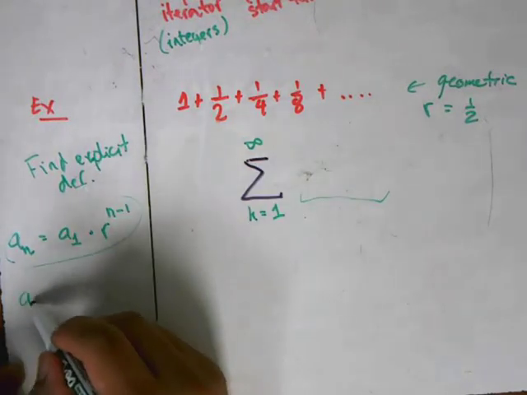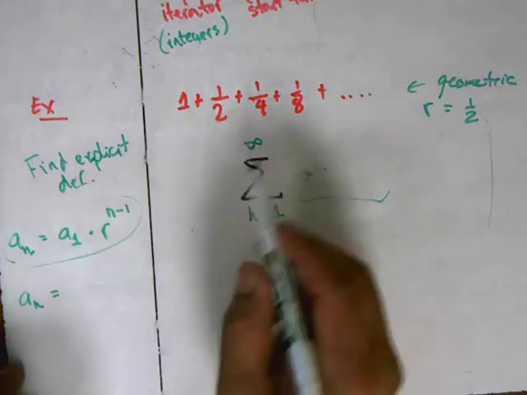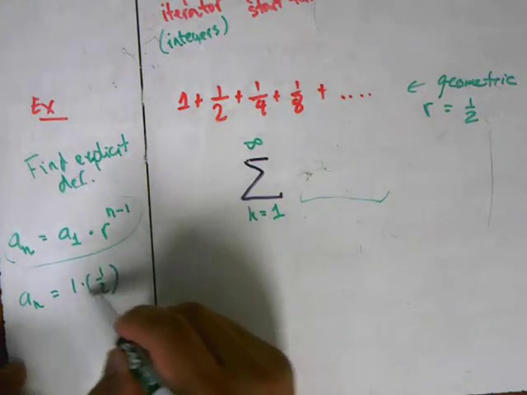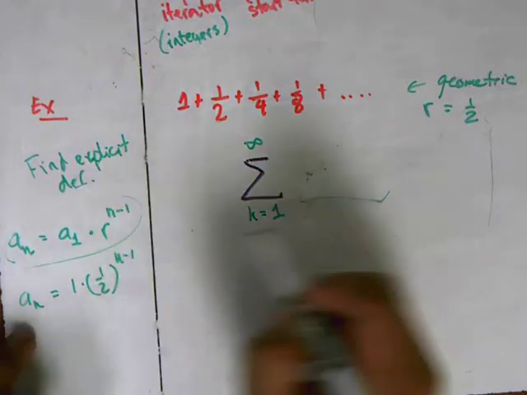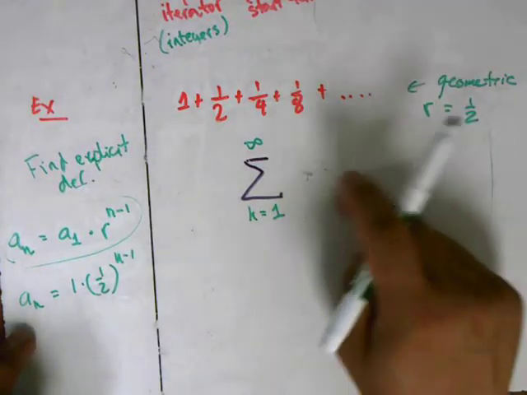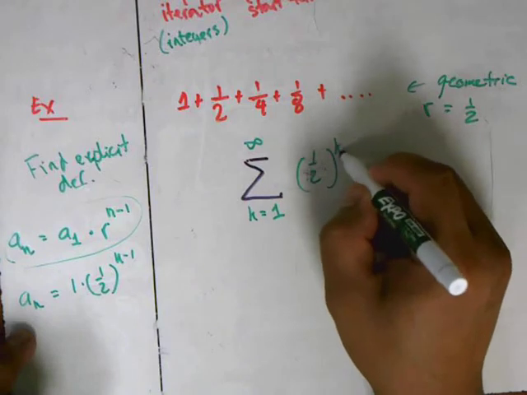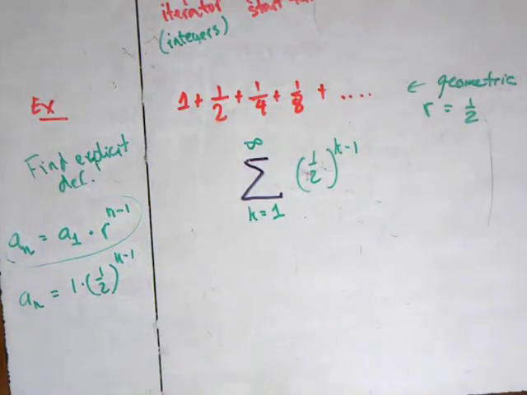So the first term is 1. The common ratio is 1/2. Okay. And I used n there, I use k here, so I just have to make sure I use the right variable. So this is just 1 times 1/2 raised to the k minus first power.